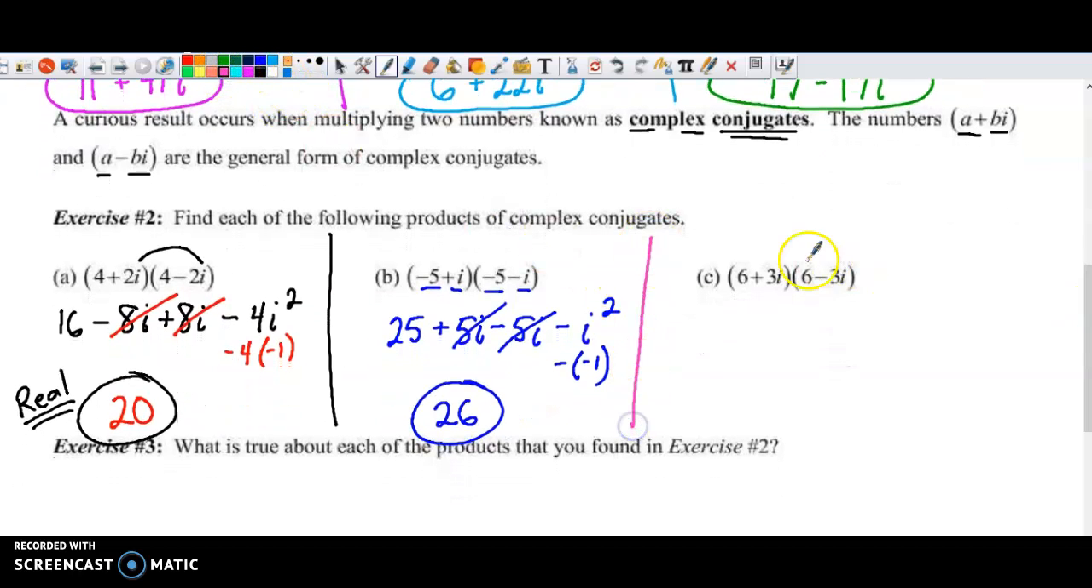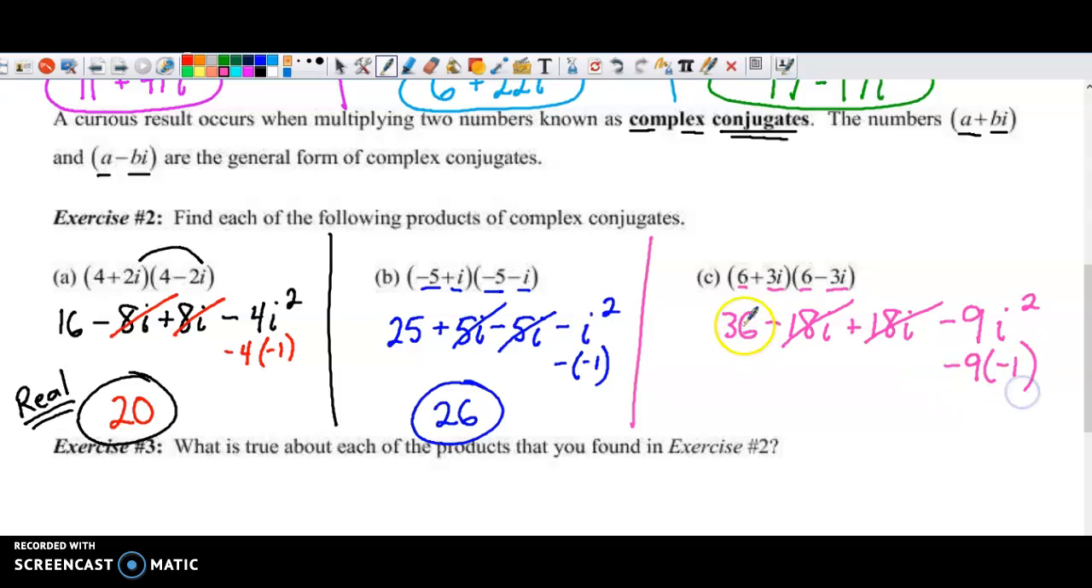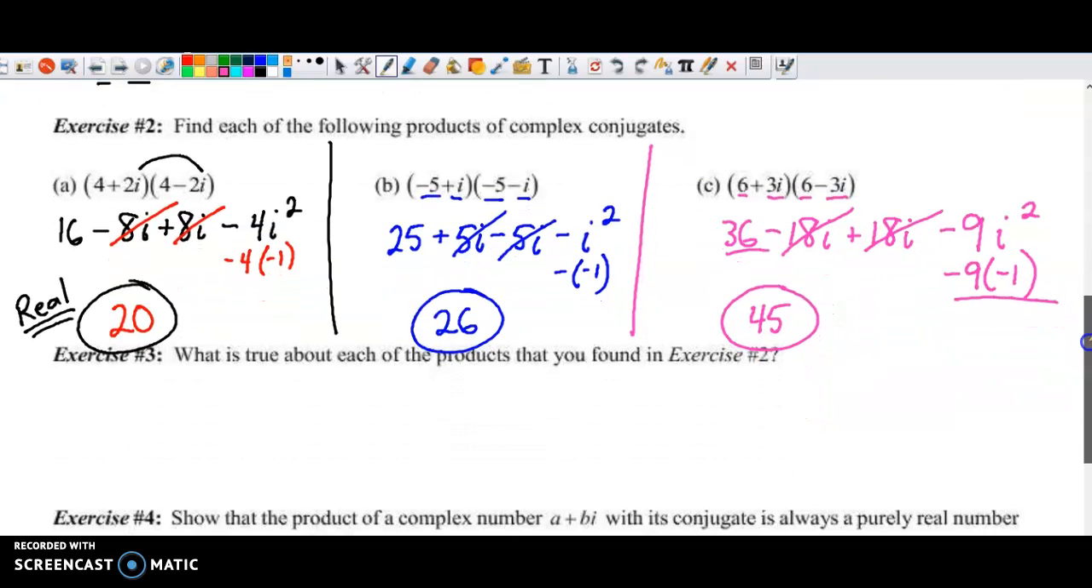And just one more to practice. Again, they're complex conjugates because the real part is staying the same. The outside is -18i. The inside is positive 18i. So again, those imaginary parts are going to go away. And then the last term becomes negative because a positive times negative is negative. i times i is i squared. But as a reminder, i squared is equal to -1. So you get 36 plus 9, or 45.